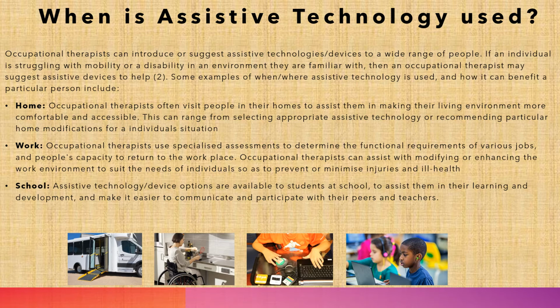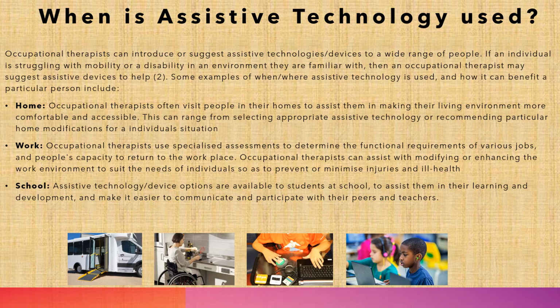At work, occupational therapists use specialised assessments to determine the functional requirements of various jobs and people's capacity to return to the workplace. Occupational therapists can assist with modifying or enhancing the work environment to suit the needs of individuals so as to prevent or minimise injuries and ill health. For example, supporting someone with arthritis in their hands and wrist by introducing a specialised keyboard and mouse whilst working in the office.